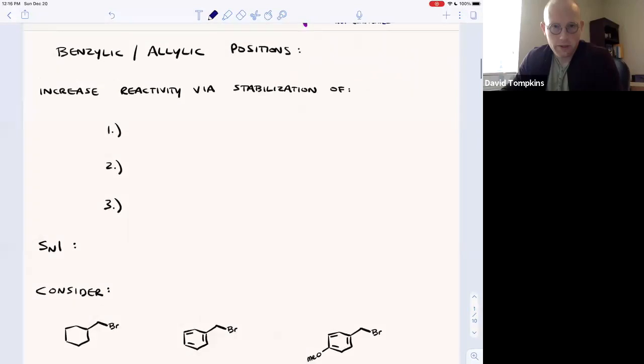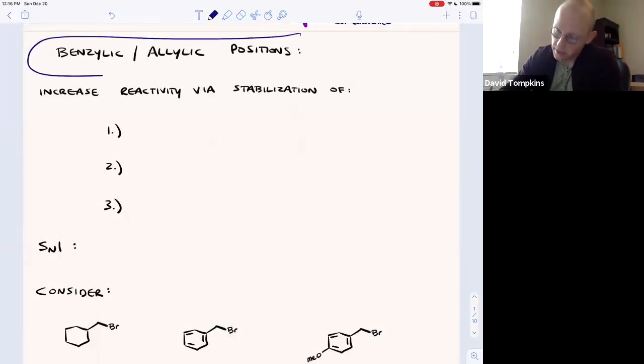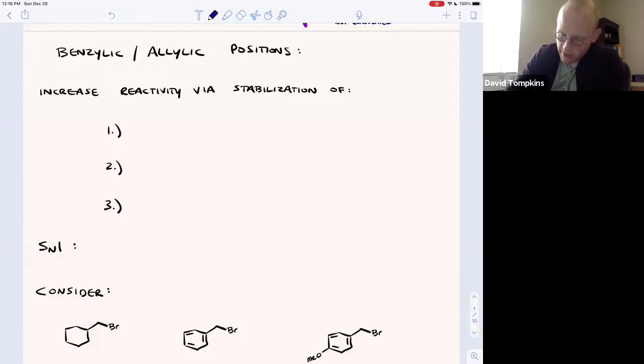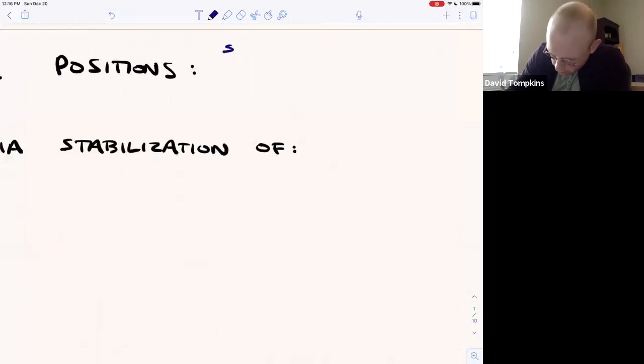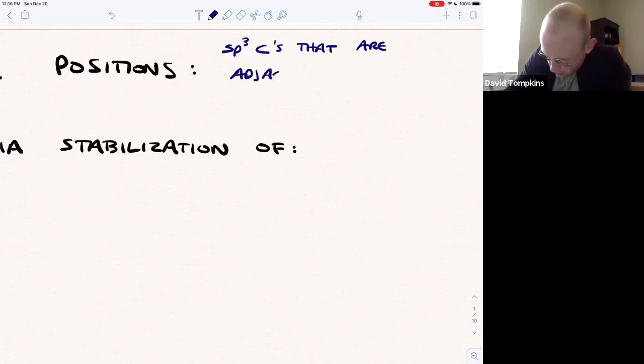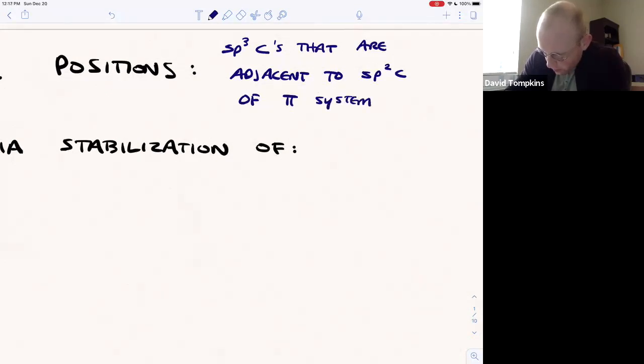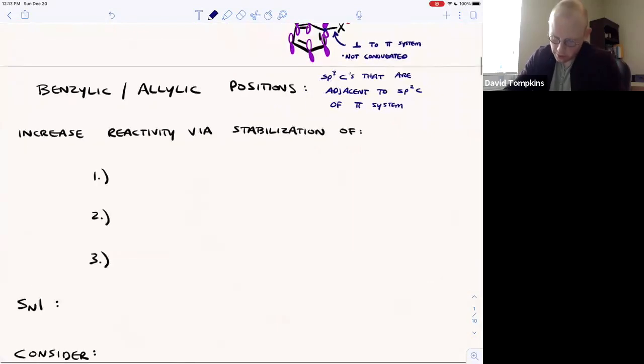So in this lecture, we're going to go on and talk about some of the specific reactions that are so fast for benzylic and allylic positions. And we defined benzylic and allylic positions in a previous lecture. Recall that these are sp3 carbons that are going to be adjacent to an sp2 carbon of a pi system. And that adjacent pi system is going to be fundamental in affecting the reactivity of these benzylic and allylic positions.